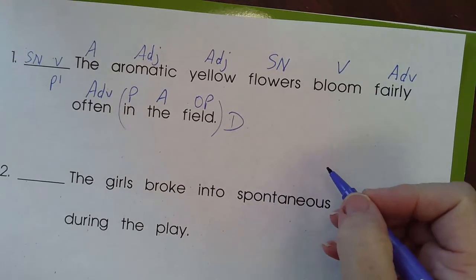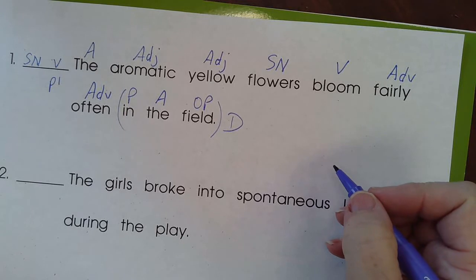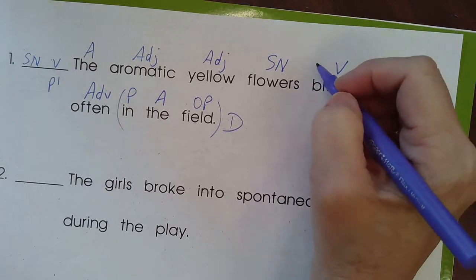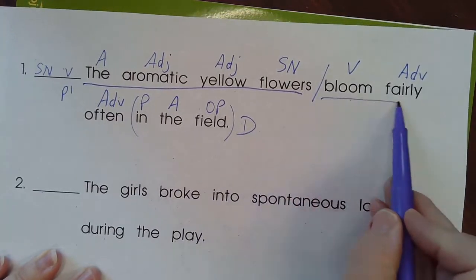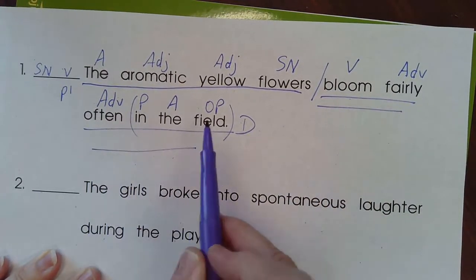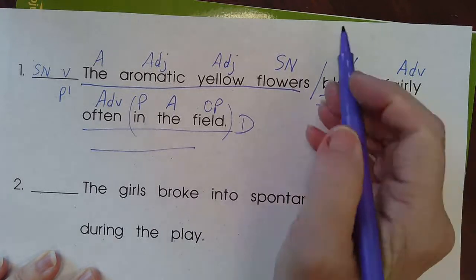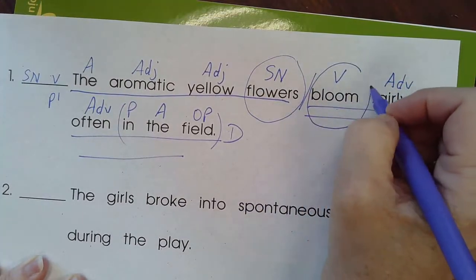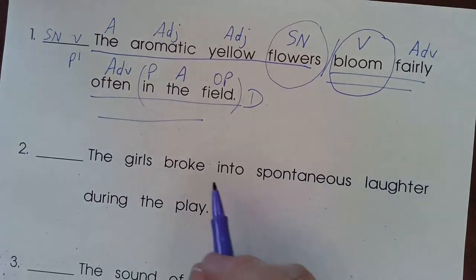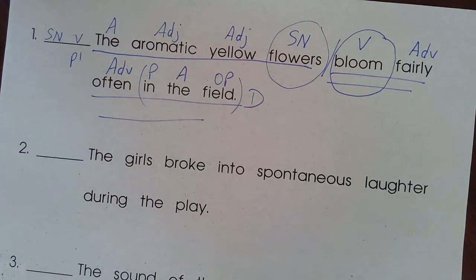Go back to the verb. Divide between the complete subject and the complete predicate. Between flowers and bloom. And if we were underlining, complete subject, complete predicate. Simple subject is always the subject noun. Simple predicate, always the verb. Keep that in mind when you do your worksheets.